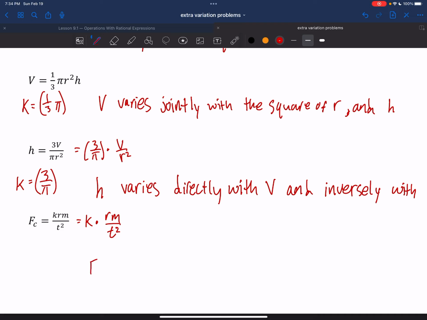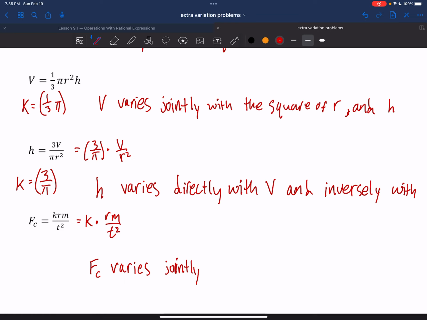So I'm going to say that FC varies how? Well, it's rm on top. Look, whenever you got y equals k times x, that's on top, that's your numerator because it's not in the bottom. The denominator is k times 1 over x. So if it's in the numerator, it's direct or joint. If it's in the denominator, it's inverse. Okay, I think that just kind of makes sense. I've got two variables again here, r and m. So it's not directly, it varies jointly.